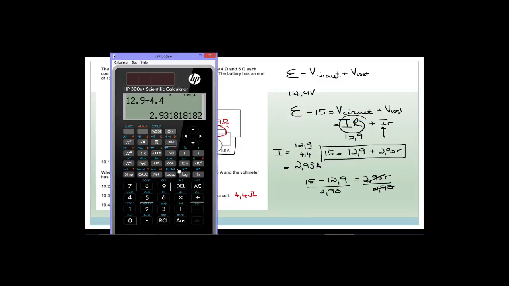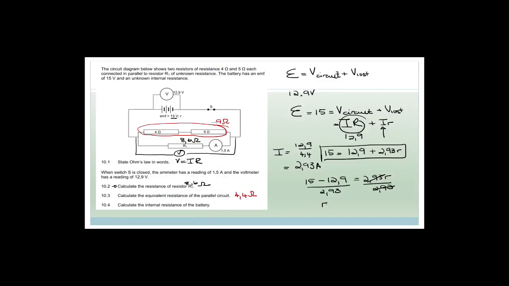Okay, so let's find that out. We're going to go 15 minus 12.9 equals, divided by 2.93 equals, press the SD button, and r is 0.7167. Remember, we're always rounding off to two decimal places. So we need to look at the 6, and that is 5 and above, so we're rounding that up, so it becomes 0.72. Therefore, the internal resistance is 0.72 ohms.